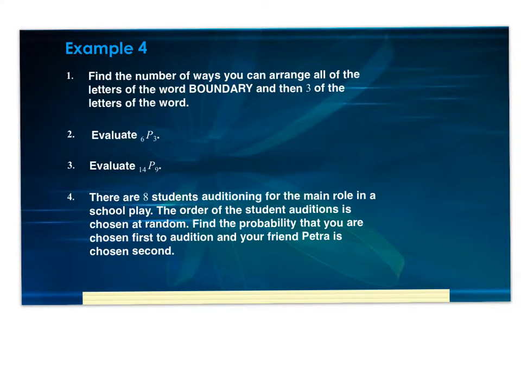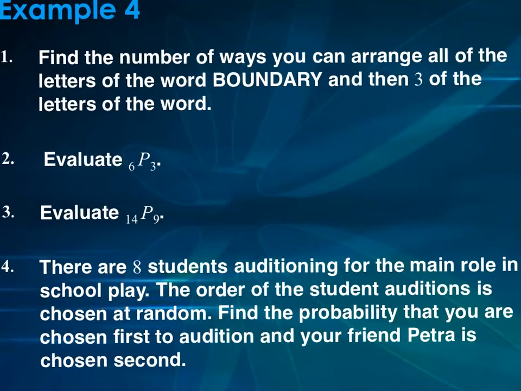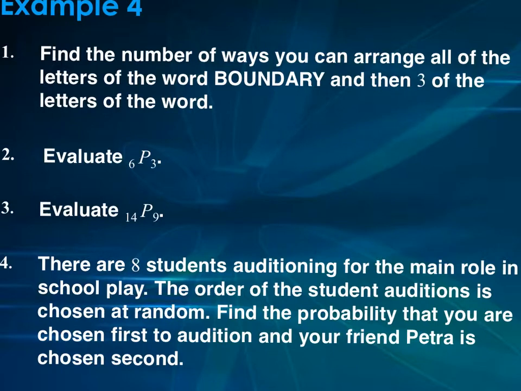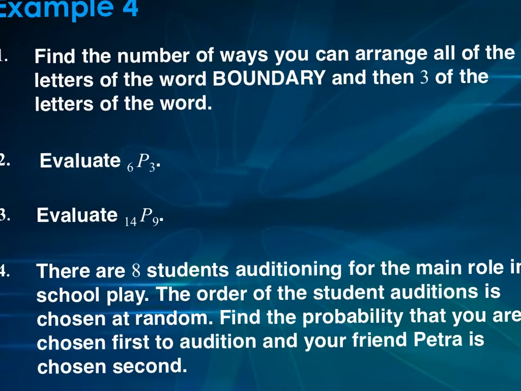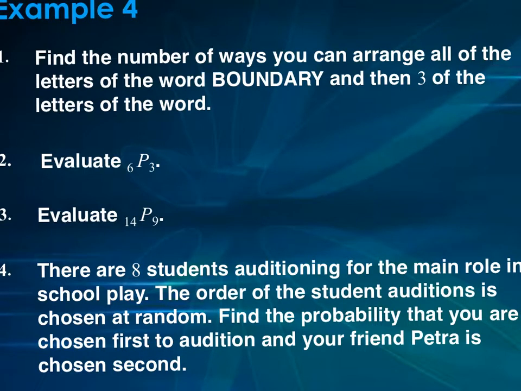Okay, so find the number of ways, this kind of sums it all up. Find the number of ways that you can arrange the letters of the word boundary, and then 3 of the letters of the word. So if I just want to know how many ways I can rearrange the word boundary, what would I use? Good. There's 8 letters there, and it's just any order, so it would be 8 factorial.